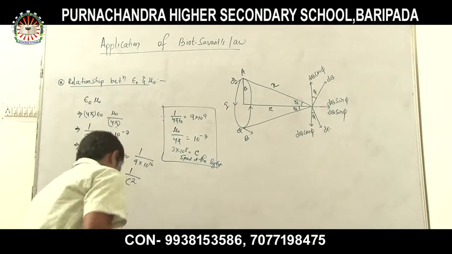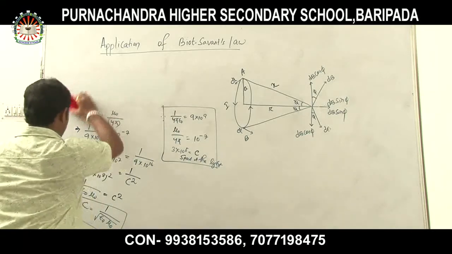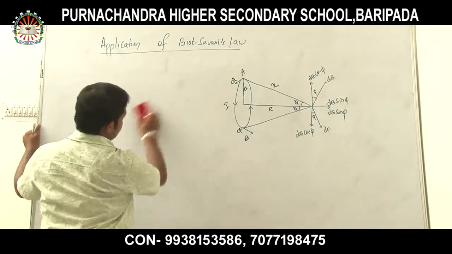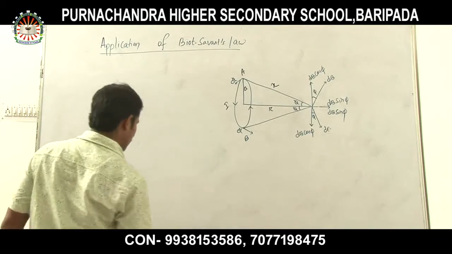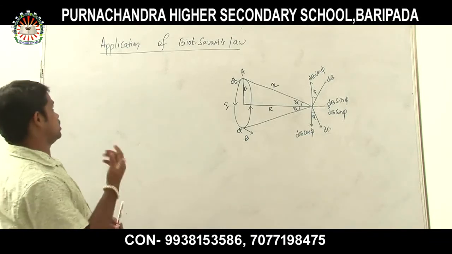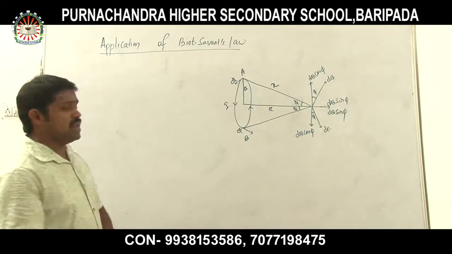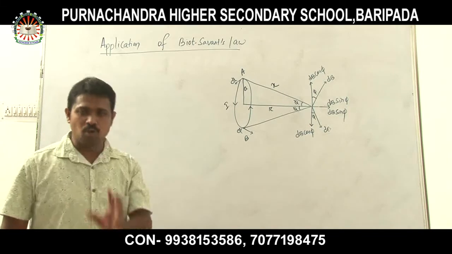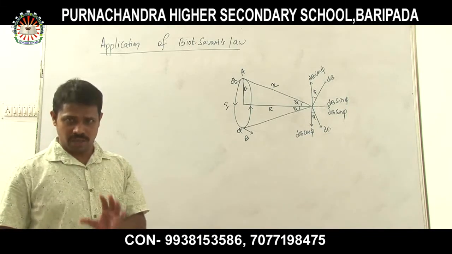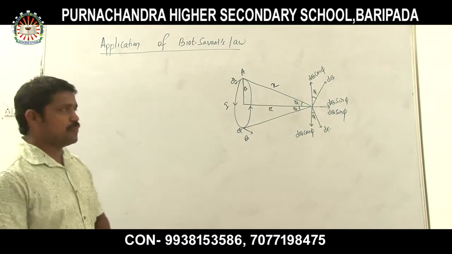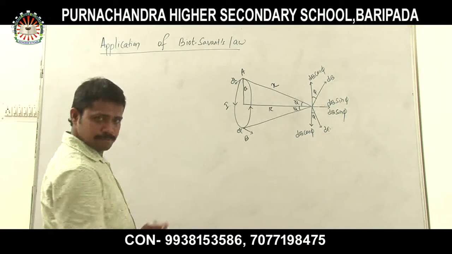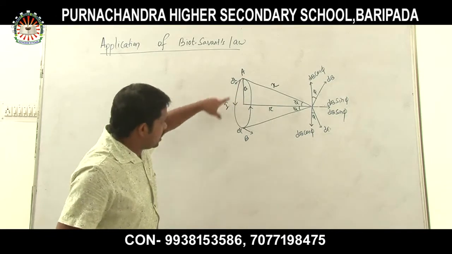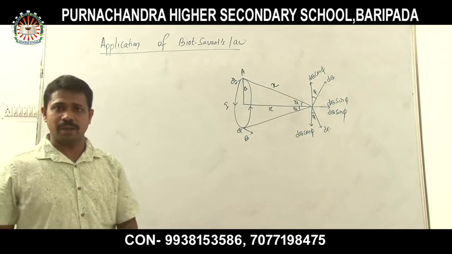Okay. Now we move into our original discussion, that is the application of Biot-Savart's law. So what was the application? Let us first discuss the application. The main purpose of the application is to find out the magnetic field at any point on the axis of a circular current carrying loop. This is the main aim.